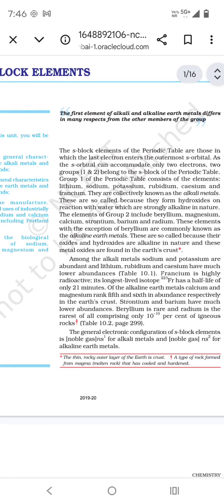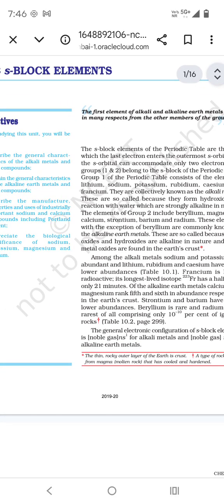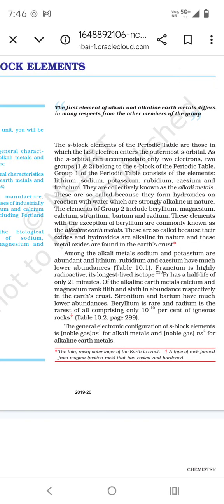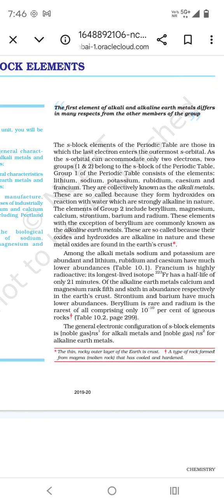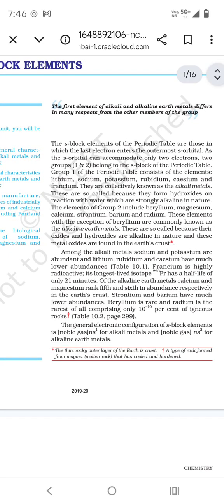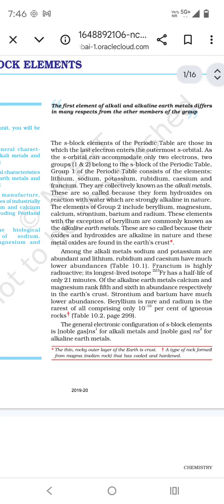Today I am reading a chapter on the s block. The s block elements of the periodic table are those in which the last electron enters the outermost s orbital. As the s orbital can accommodate only two electrons, two groups belong to the s block of the periodic table.